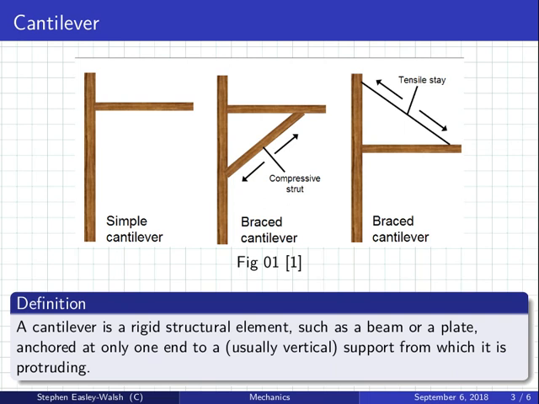What do they mean by such as a beam or a plate? Like as an example, a wooden beam, which is like a plank of wood, or a plate, like a metal plate, in other words, something rectangular usually.